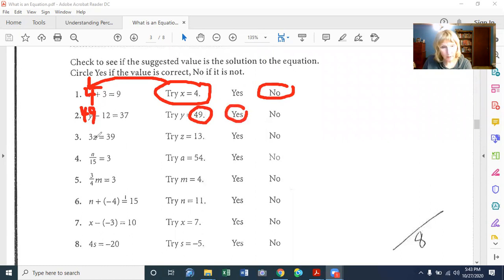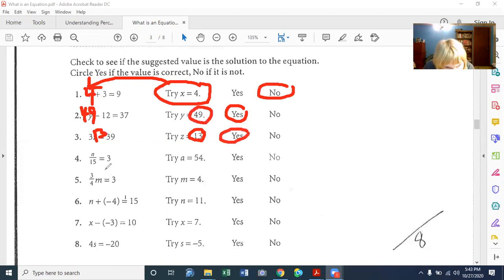3 times z equals 39. So we're going to put 13 in here for z. So it's really 3 times 13. So does 3 times 13 equal 39? It does, doesn't it? So yeah, that's a yes. And that's how you're going to be doing that.